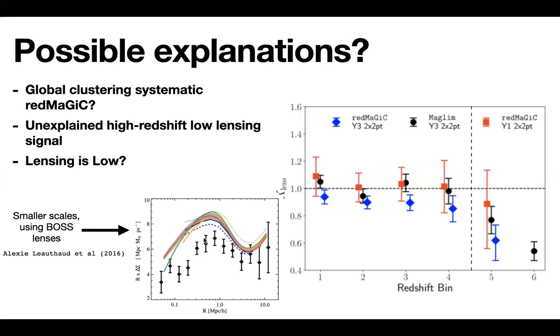And so the most famous result is this lensing is low paper from Alexis Leauthaud that shows lensing signals generally falling below what you would predict from the clustering around BOSS galaxies. And so we have investigations ongoing to try and understand whether there are connections between these two lensing is low signals and what we can do to try and resolve them.